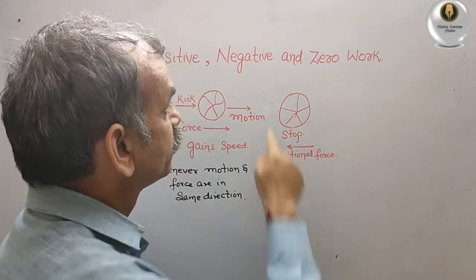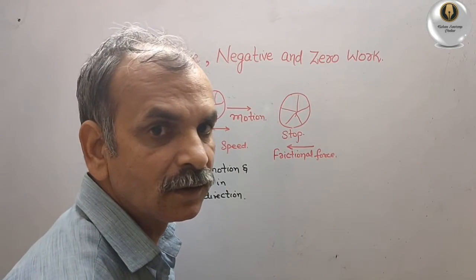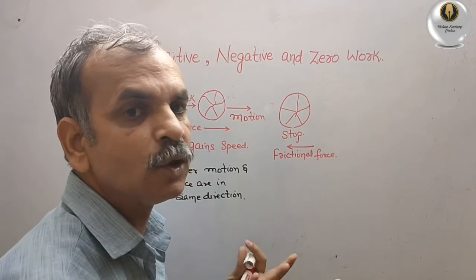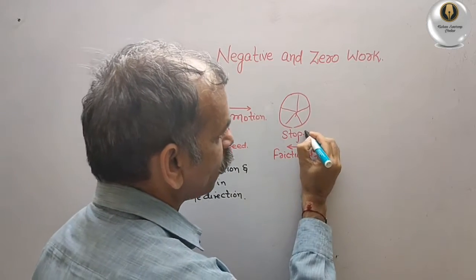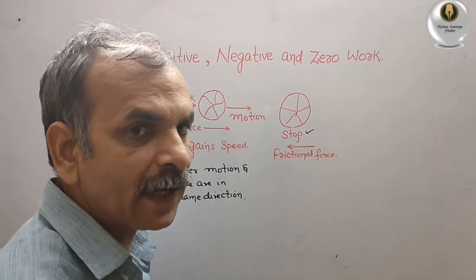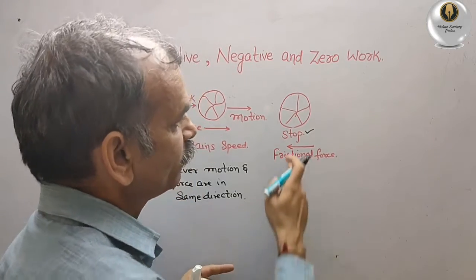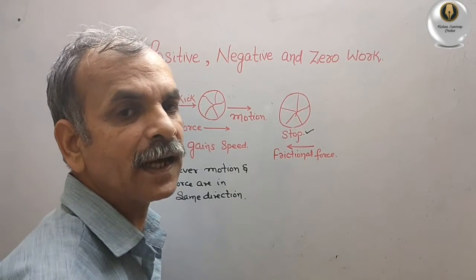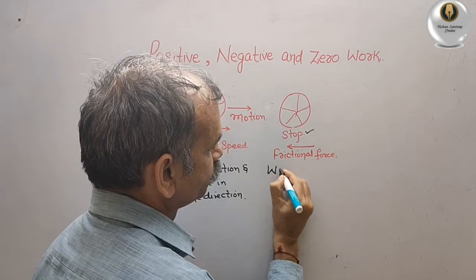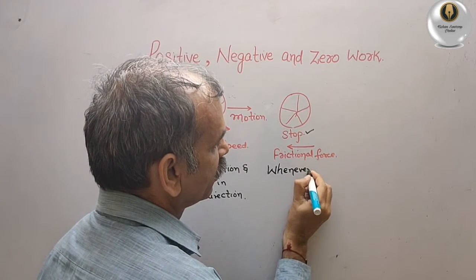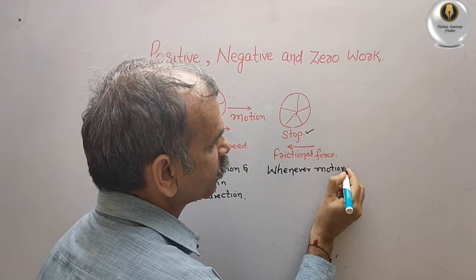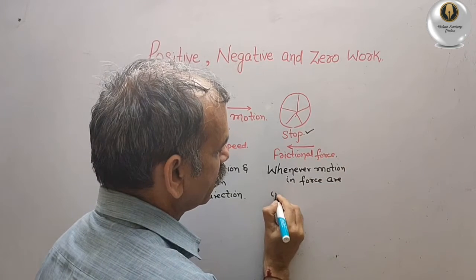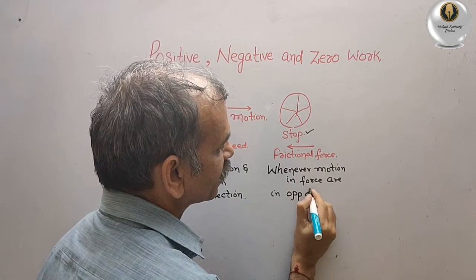Now what is negative? Negative work means what? यहां पर gain speed किया था, यहां पर क्या होगा? No speed, it stops. है ना. It stops. तो what we will write here? नेगेटिव वर्क में आप क्या लिखोगे? Whenever motion and force are in opposite direction.